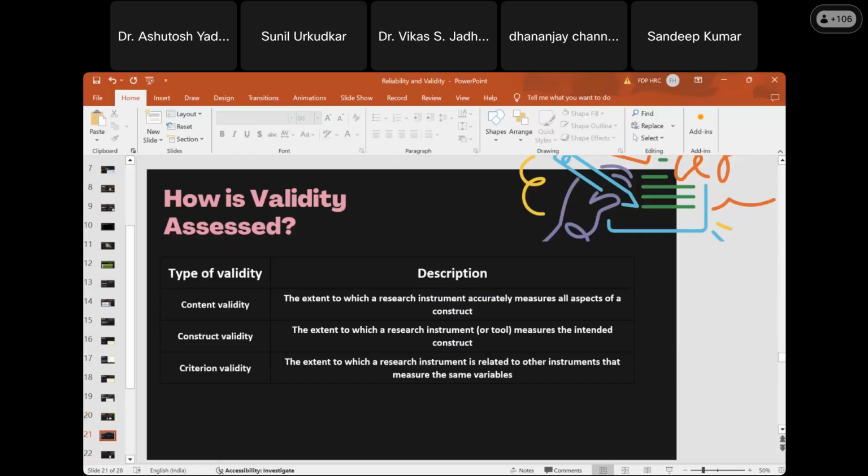बट मेजरली जो हम डिस्कस करते हैं, जो रिपोर्ट करते हैं और जो बहुत कंसर्निंग होती हैं, there are content validity, which is the extent to which a research instrument accurately measures all aspects of the construct. And then we have construct validity, which specifies the extent to which a research instrument measures the intended construct. And then we have criterion validity, which is the extent to which a research instrument is related to the other instruments that measure the same variable. Okay, we will discuss these in detail.